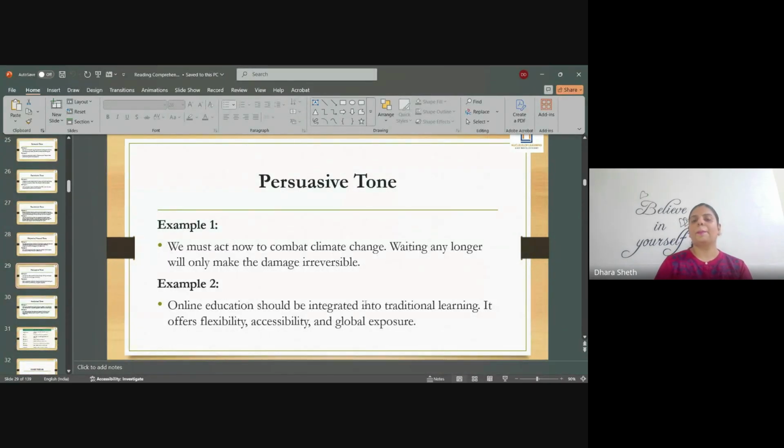Persuasive tone. To persuade someone is to try to convince someone to do something that you want. That is called persuasion. We must act now to combat climate change. Waiting any longer will only make the damage irreversible. So the author is persuading people that now we should start acting. Online education should be integrated into traditional learning. It offers flexibility, accessibility, and global exposure. So again, persuasive, giving suggestions about what to do.